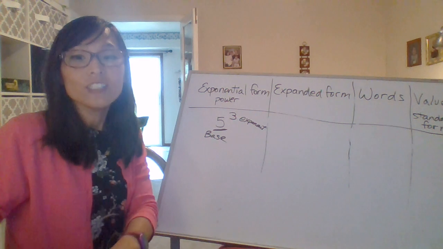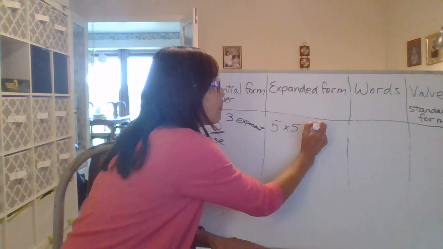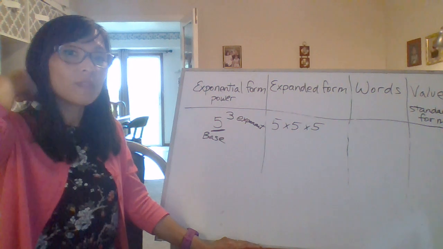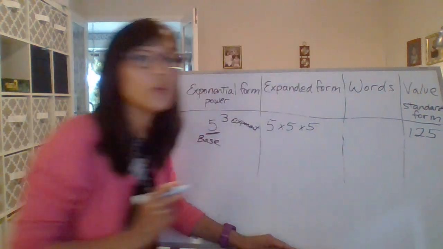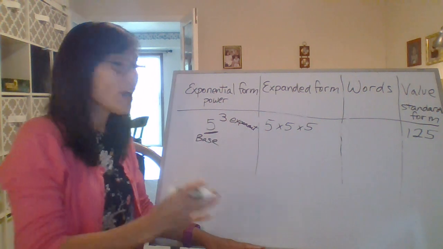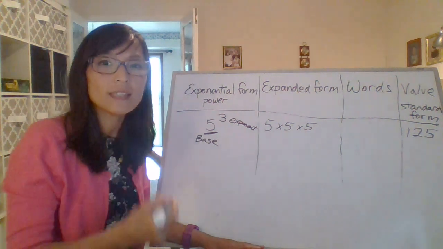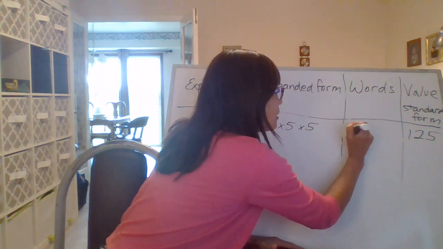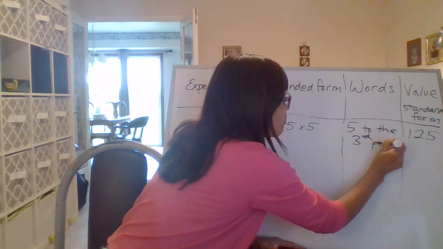So what we want to do is we want to only write the base in expanded form. So 5 times 5 times 5, 5 times 5 is 25, and 25 times 5 is 125. This allows us to get our value, or sometimes you'll see it say standard form, and that will be the value of this power. The last thing we do is we try to figure out, well, what is that in words? You heard me say 5 to the 3rd power. So sometimes that's the words we're using, 5 to the 3rd power.